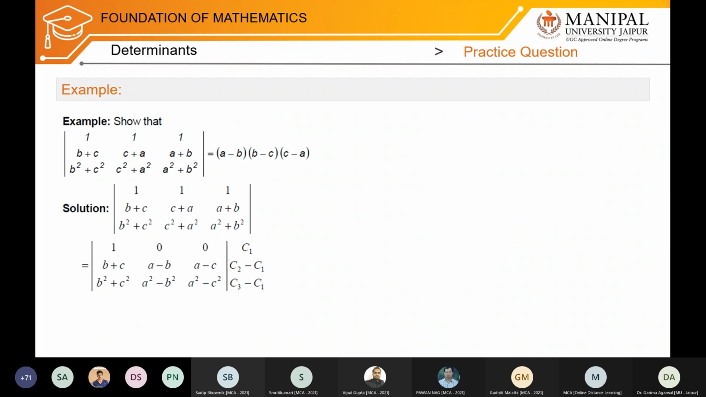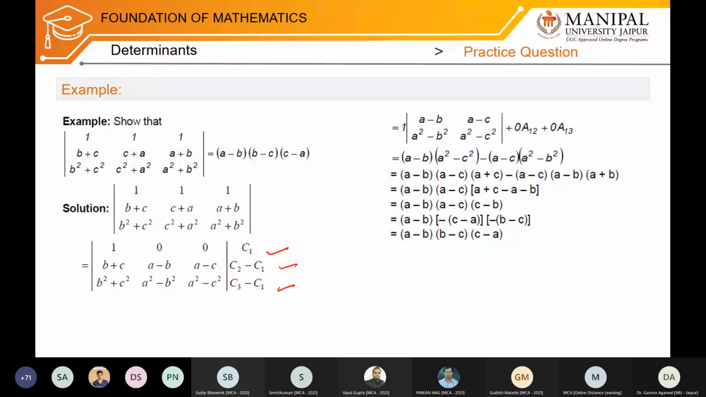Similarly, in this question, we use column transformations. The first column is unchanged. In the second column, we apply C2 minus C1. In the third column, we apply C3 minus C1. And then we solve this determinant.